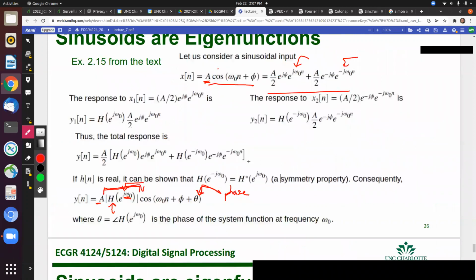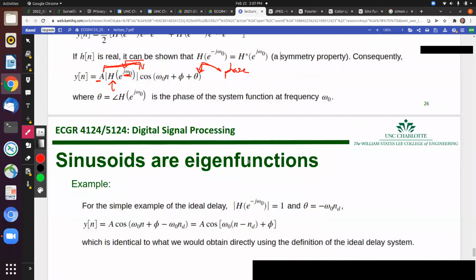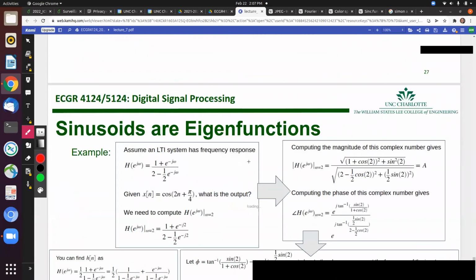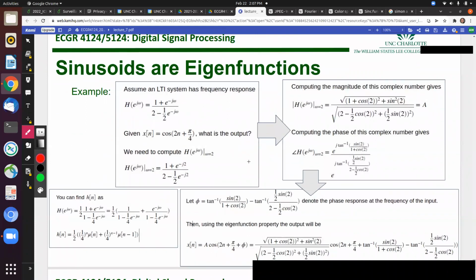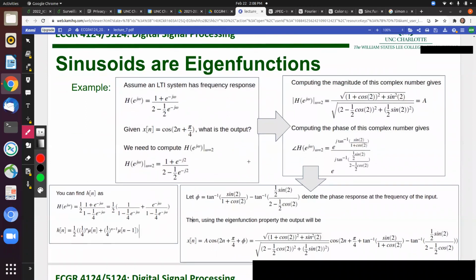Any other questions about that? That's the procedure, that's the technique for solution. Okay. So this is an example of a system, right? And we put this as input, and then we want to figure out what comes out, right? That's an eigenfunction property. So this shows you how to calculate the magnitude response. So what is the frequency of this input? This is the input, x of n. What is the frequency? It's this thing in front of the n, right?